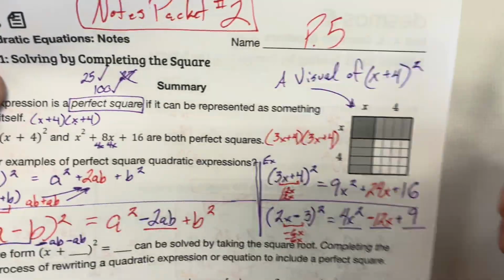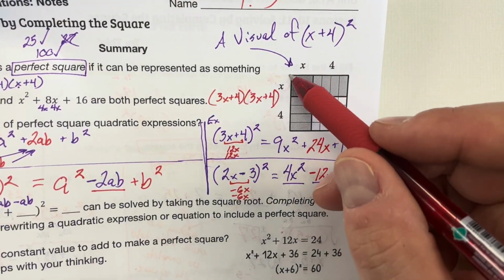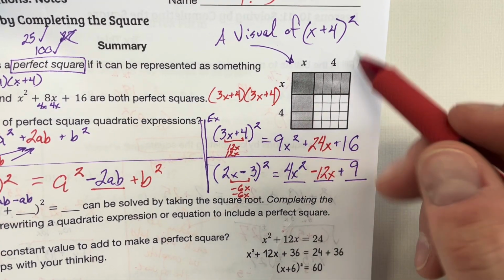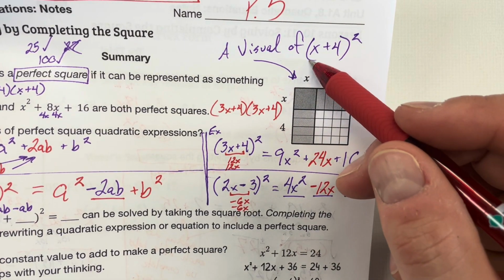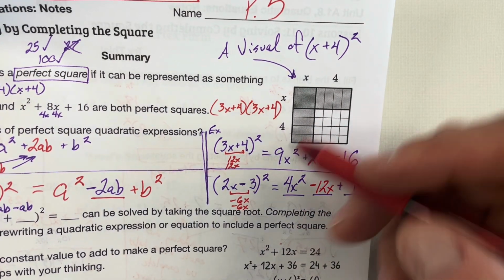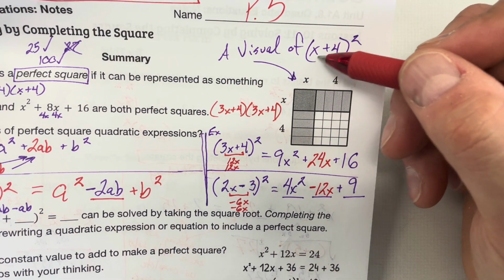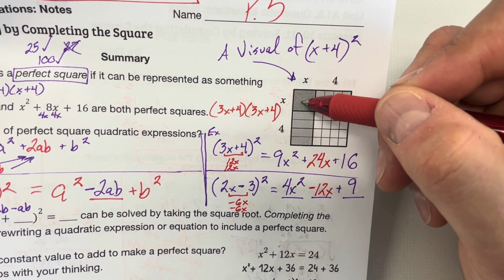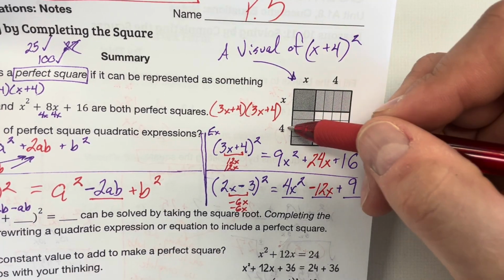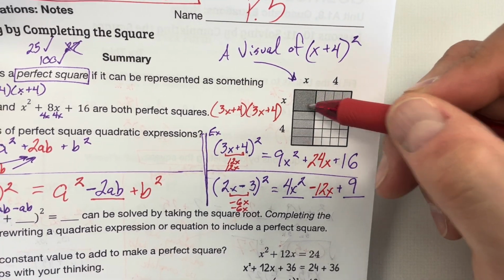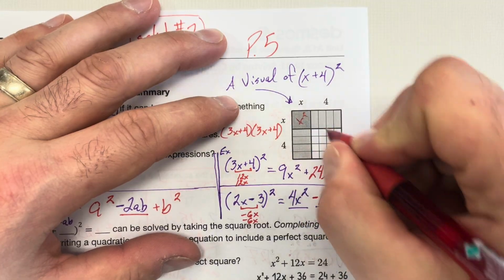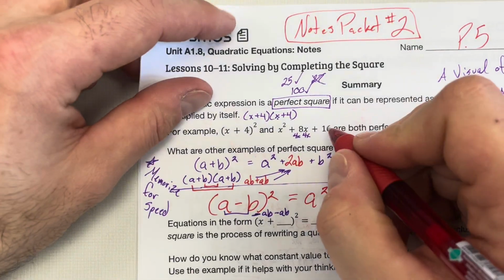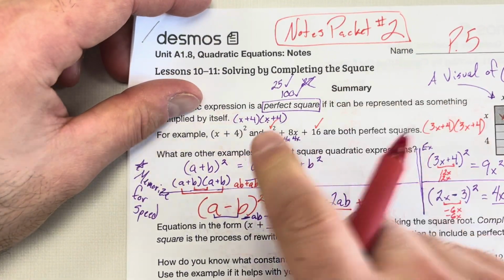A perfect square is one where both side lengths are the same. This visual of x plus 4 times x plus 4, when we multiply that out, gives us an x times an x, which makes x squared, and a 4 times a 4, which makes 16. We get two perfect squared parts, x squared and 16. Those are two perfect squares.